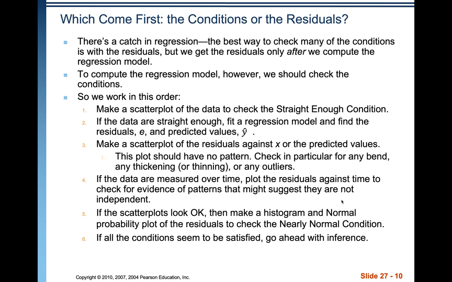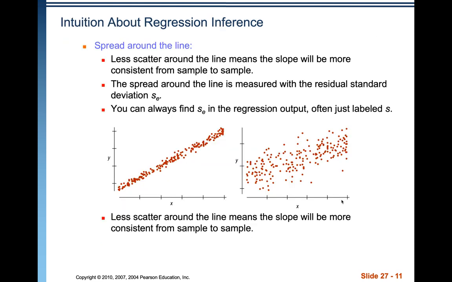If the data are measured over time, plot the residuals against time to check for evidence of patterns that might suggest they are not independent. If the scatter plots look okay, then make a histogram and normal probability plot of the residuals to check the nearly normal condition. You can do either one of those. Or instead of a histogram, you can also do a dot plot. If all the conditions seem to be satisfied, go ahead with inference.